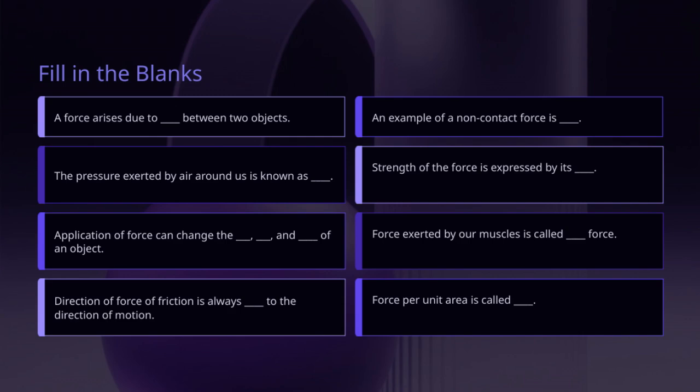The pressure exerted by air around us is known as atmospheric pressure. It's the force exerted by the weight of the air in the Earth's atmosphere. This pressure is what keeps us grounded and working behind the scenes in many natural processes.